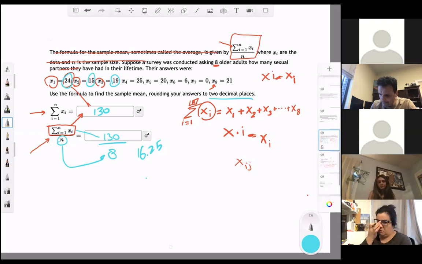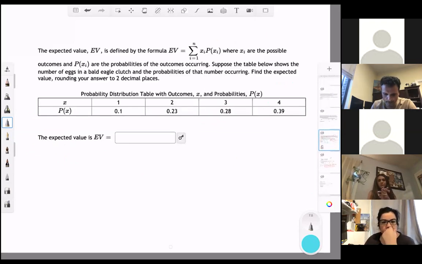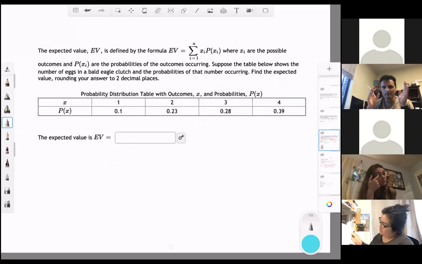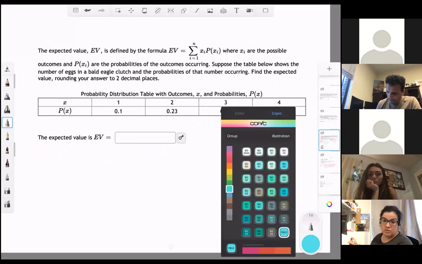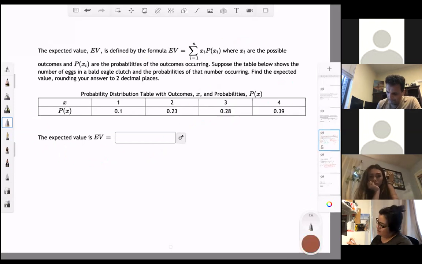Let's have another example. Again, this is a statistics question, but we give you everything. We give you the expected value formula, we explain it, we give you the data. So your job is to apply the algebra. Can you guys tell me what is EV?